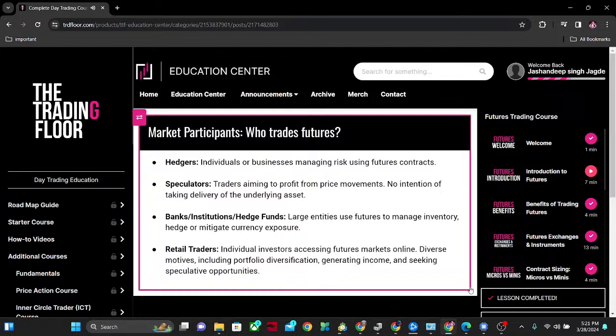Hedgers. These are individuals or businesses that use futures contracts to manage risk and protect against adverse price movements in the underlying asset. For instance, a farmer might use futures to lock in the price for their crops before harvest, safeguarding against potential price declines.